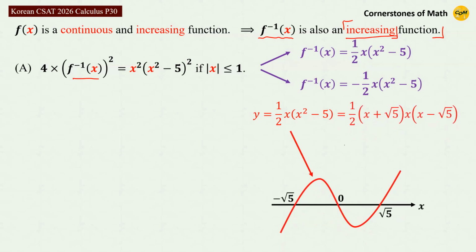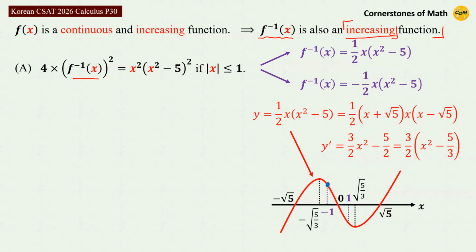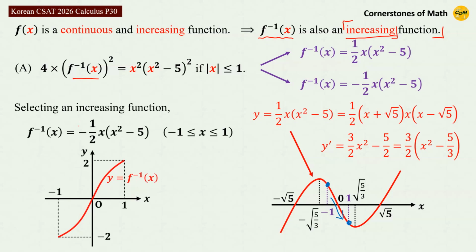From the roots of the polynomial, we can determine the intersection points with the x-axis. And from the derivative, we can find the values of x where a local maximum or local minimum occurs, which is when x is equal to plus or minus the square root of 5 over 3. Therefore, on the interval from -1 to 1 given in condition A, the graph decreases. We have to select the increasing function, meaning that we must pick the expression with a minus sign. That is, this graph flipped over the x-axis.